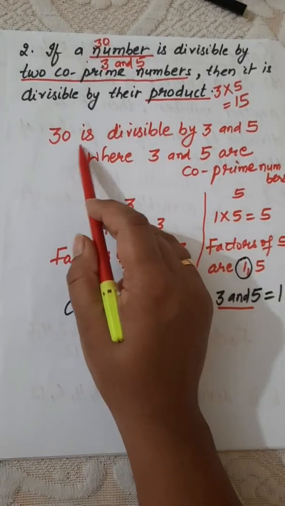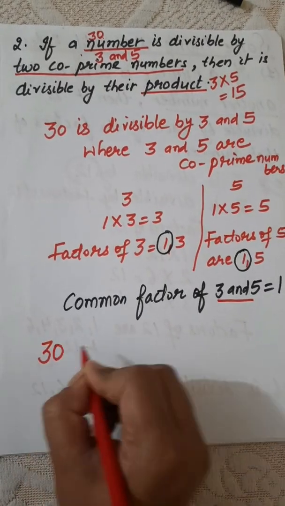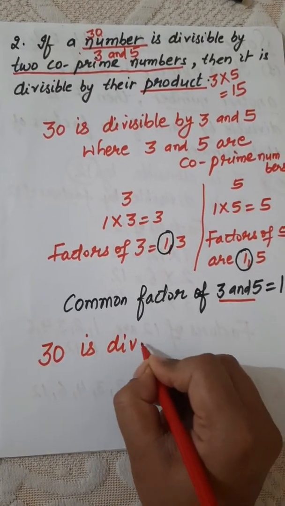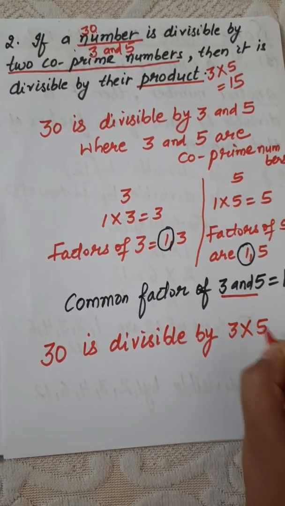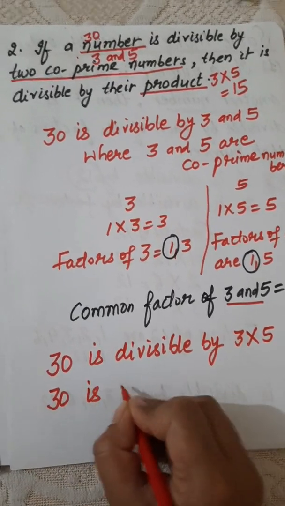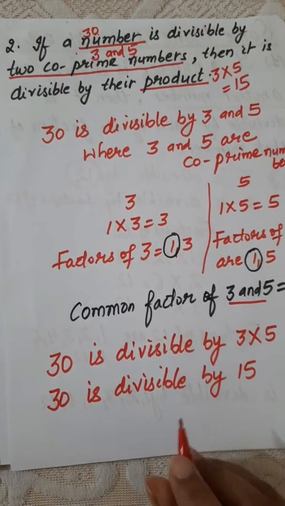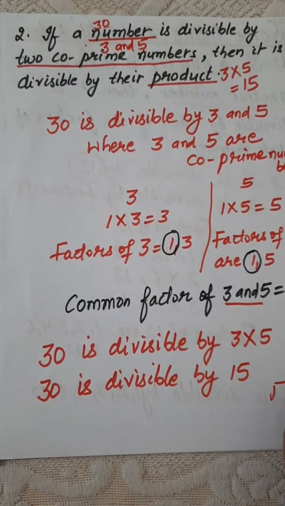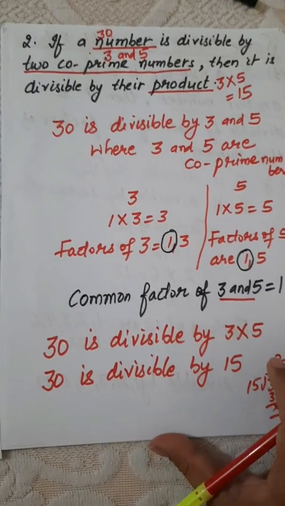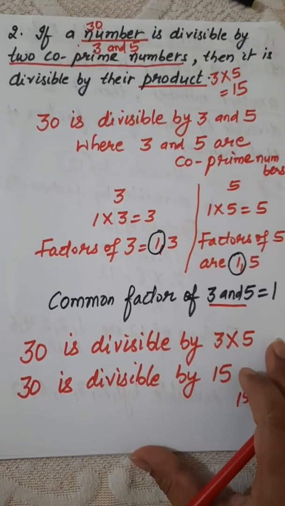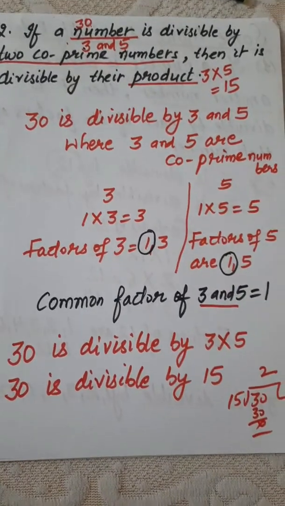If 30 is divisible by 3 and 5, where 3 and 5 are both co-prime, then according to the rule, 30 is divisible by its product, 3 multiplied by 5. So 30 is divisible by 15 also. It is clear: if I divide 30 by 15, 15 twos are 30, so it is also divisible by 15. So this is the second rule: if a number is divisible by two co-prime numbers, then it is also divisible by their product.